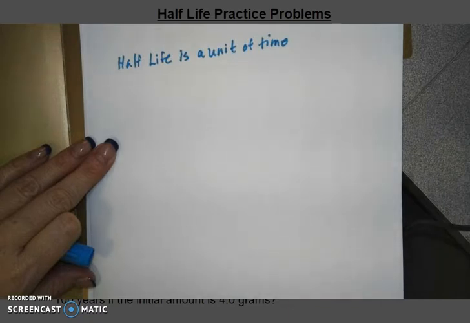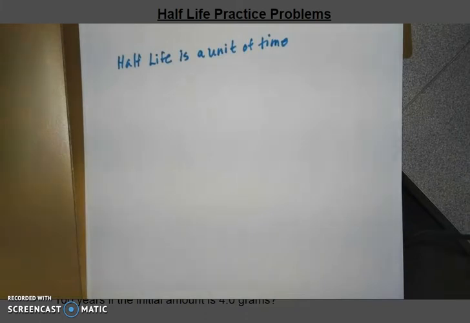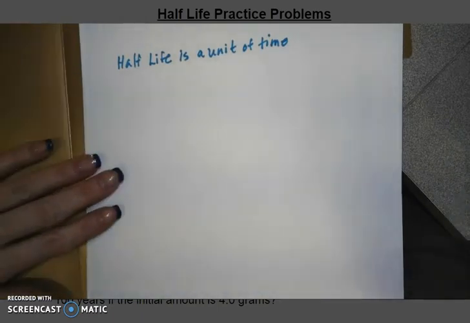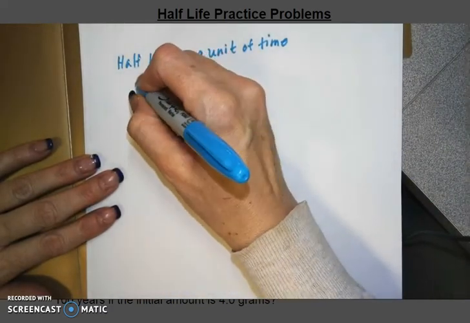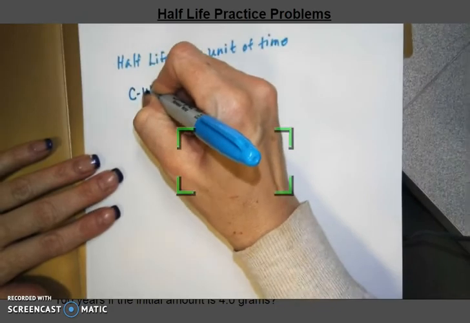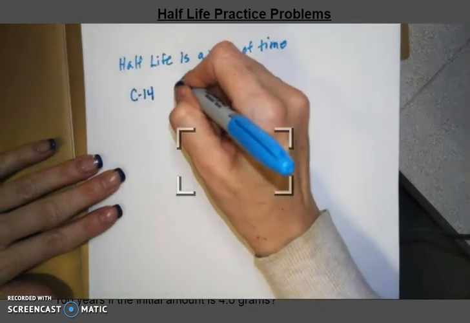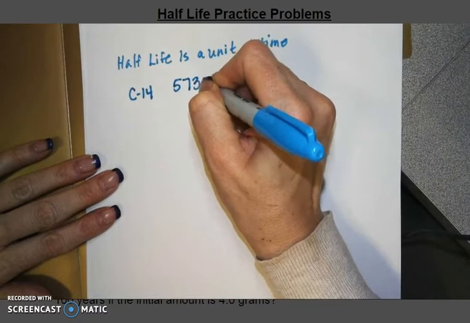We oftentimes look at carbon-14. Carbon-14 is a very commonly used radioactive element in examples. And I'm just going to verify the half-life because I always mix it up in my brain. I always change the order of the numbers. But the half-life for carbon-14 is 5,730 years.